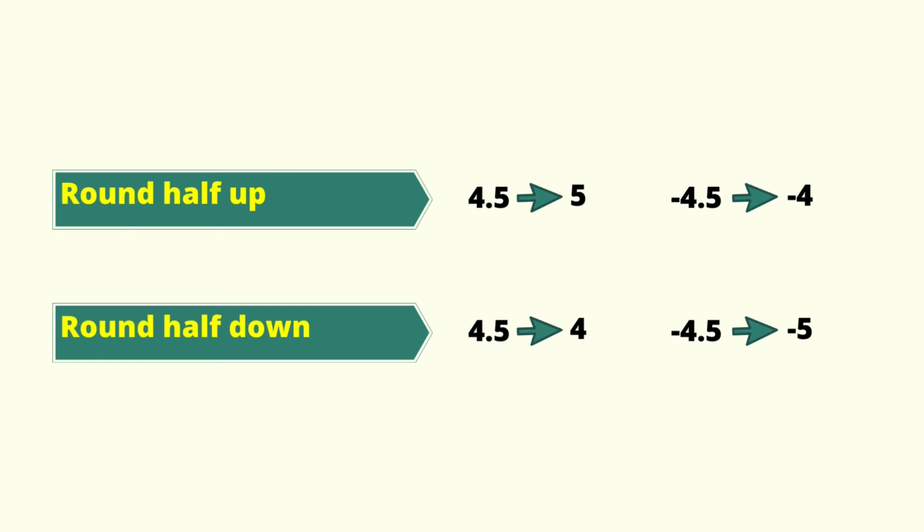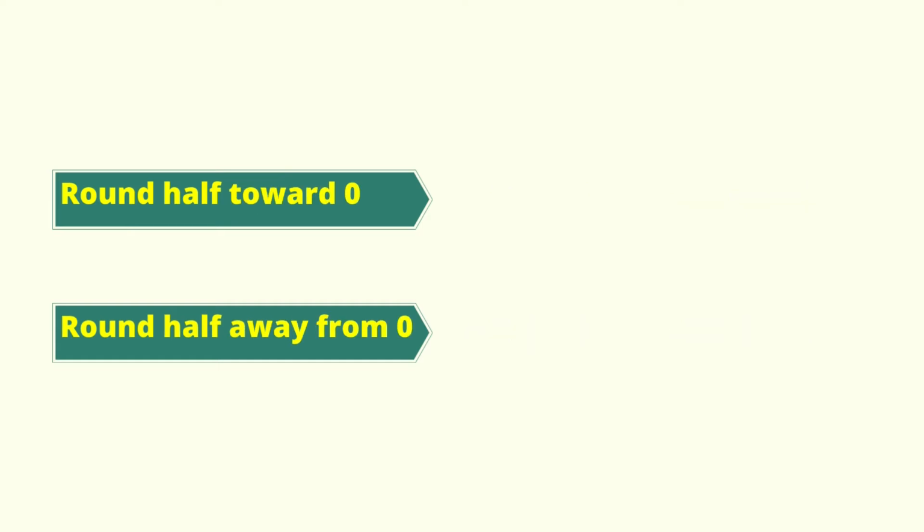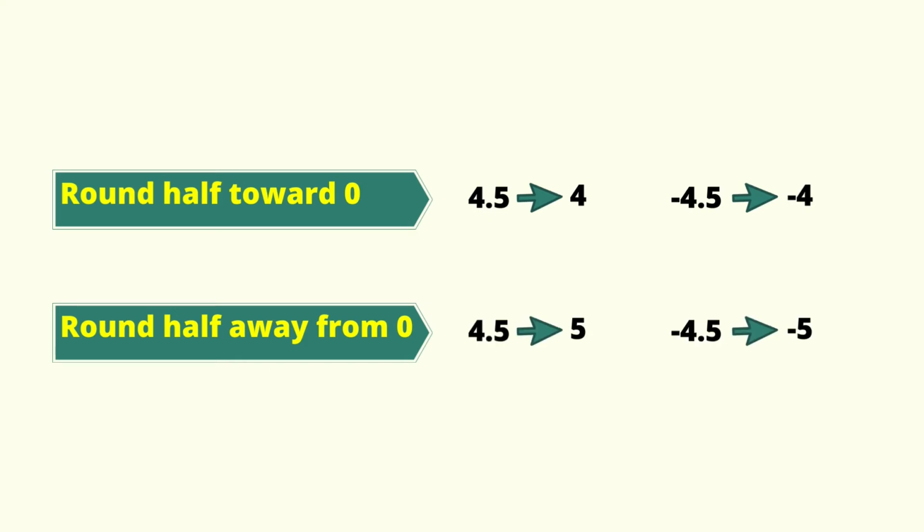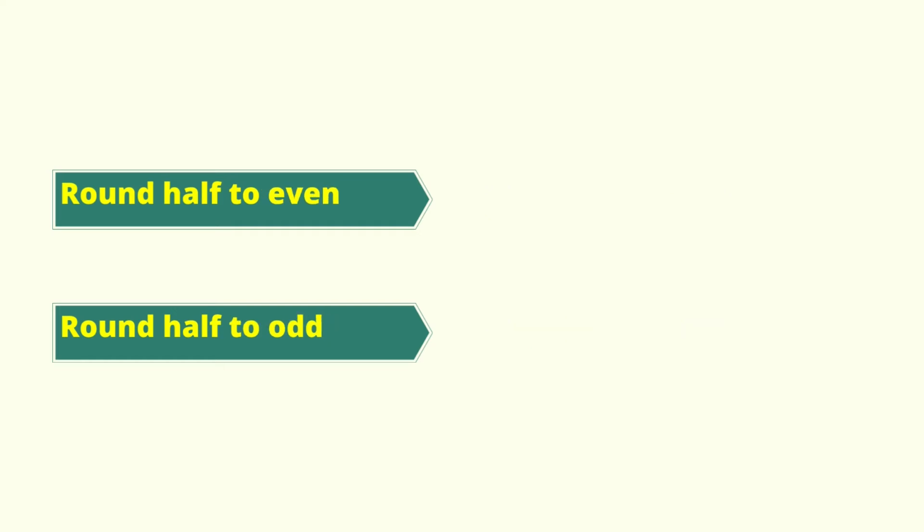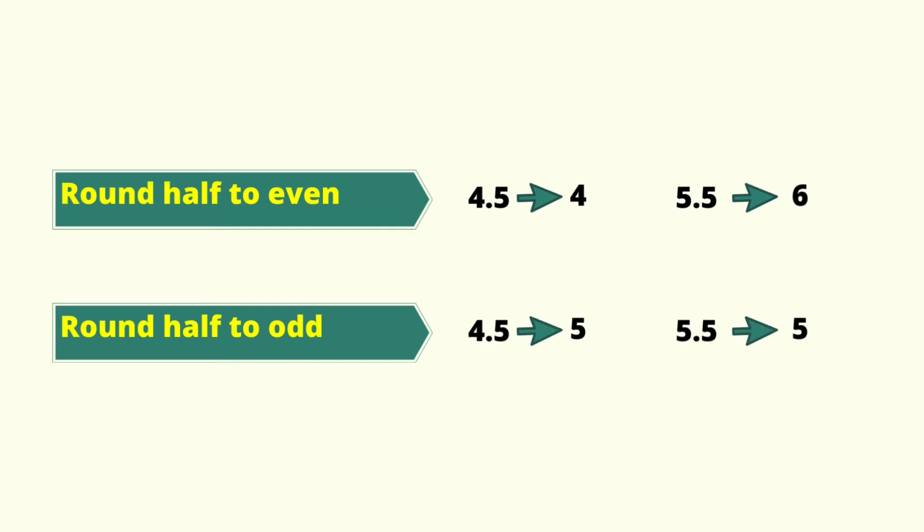Then there are round half towards 0 and round half away from 0. As the name suggests, using round half towards 0, 4.5 gets rounded to 4 because 4 is closer to 0 than 5. While using round half away from 0, 4.5 gets rounded to 5. Another pair of rounding rules are round half to even and round half to odd. By the round half to even convention, 4.5 becomes 4 because 4 is an even number, and 5.5 becomes 6. Using round half to odd, 4.5 becomes 5, and 5.5 also becomes 5.